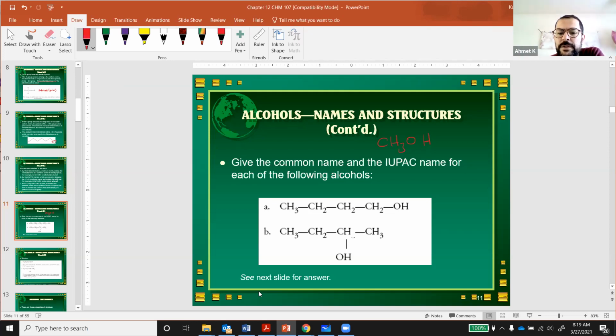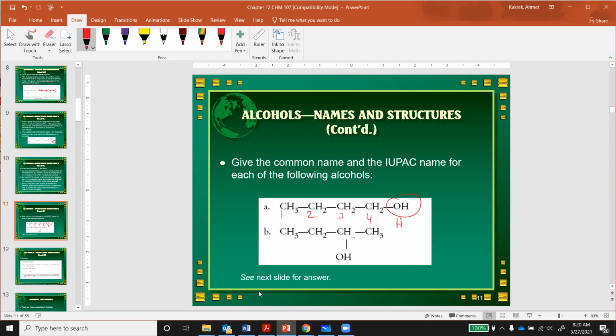So what will be the name of this guy here? Again, the naming is the same rule, right? You're going to treat it without seeing the OH. So how many carbons? You're going to find the longest chain: 1, 2, 3, 4. What is the simplest hydrocarbon with 4? How would you name it if it were just hydrogen here? Butanol. Butanol, right? Very good.